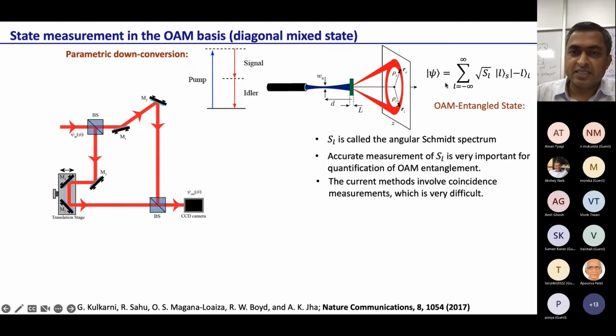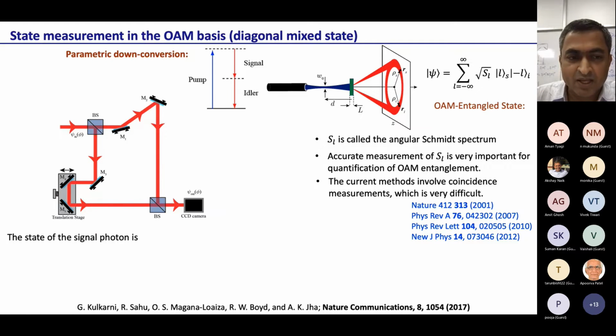coincidence detection, where you detect one photon here, then time-correlate with another photon here. Of course, coincidence detection is very difficult. There's a lot of noise. But we were able to apply the technique that I presented a few slides back, in the last slide, in this context as well.